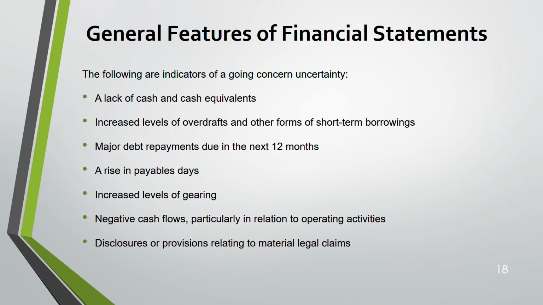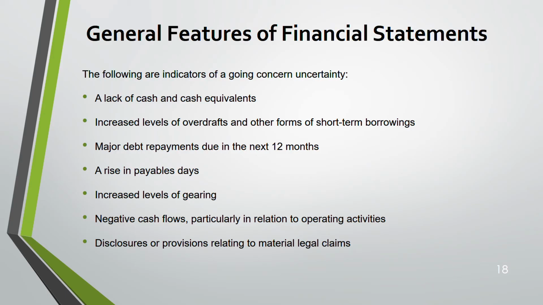Or disclosure relating to material legal claims. For example, you are having a court case against you. A customer has filed a case against you and you are most likely to lose that case. That means you have to pay a huge amount, right? And it is also going to harm your reputation. So these are some indicators of going concern. That means you will have a problem continuing for the next 12 months if these things are there.